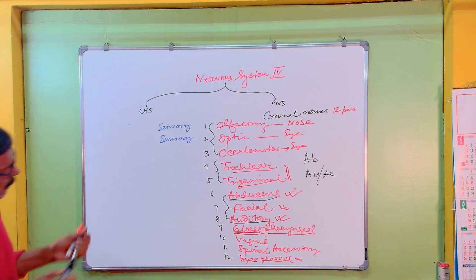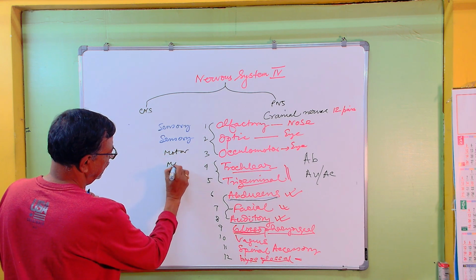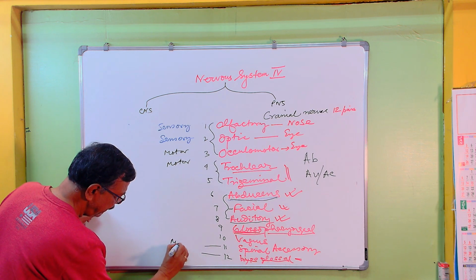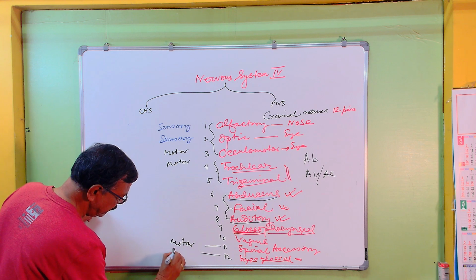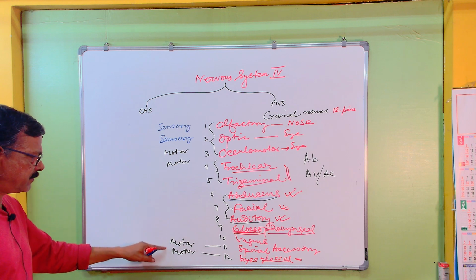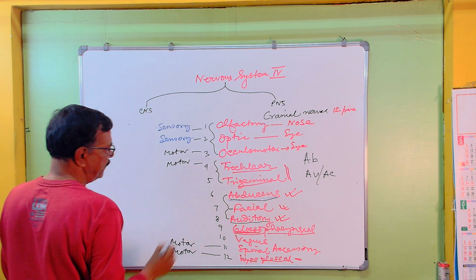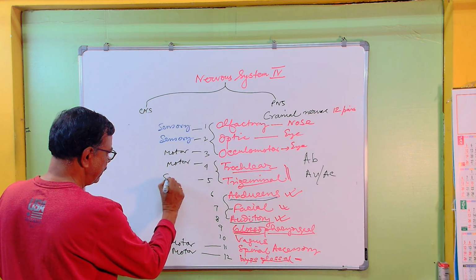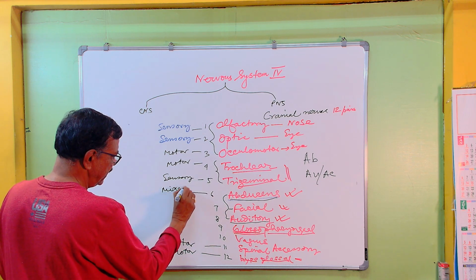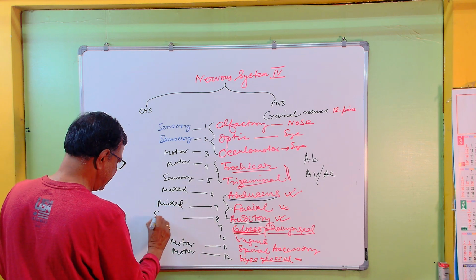These two are motor nerves, right? These two are also motor. The way I am writing, you write in this way: sensory, motor, these two are motor. That is 1, 2, 3, 4. This you write sensory. This you write mixed. This is a mixed nerve. This is also a mixed nerve. This is also a sensory nerve.